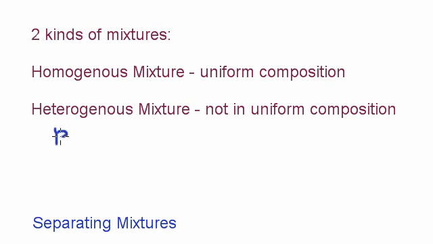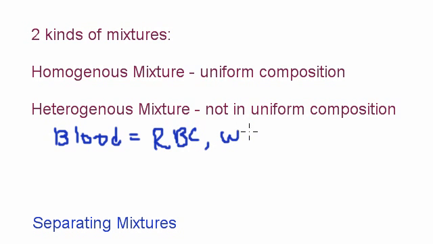Another example is blood. Although it's difficult to see, if you actually look at it under a microscope, blood has red blood cells, it has white blood cells, it has platelets, and blood also has plasma.